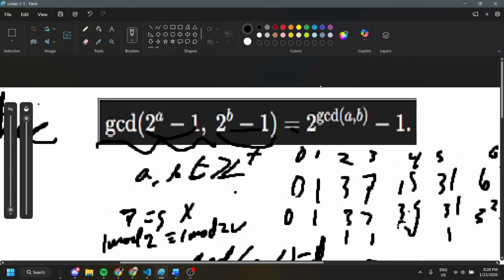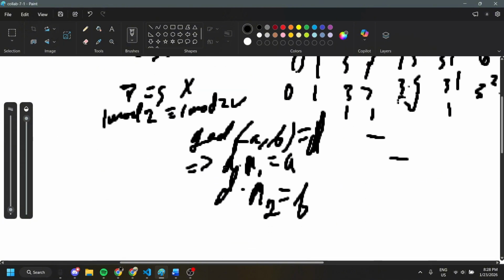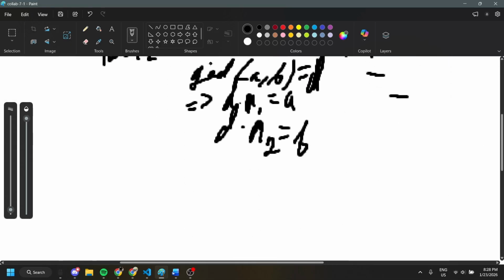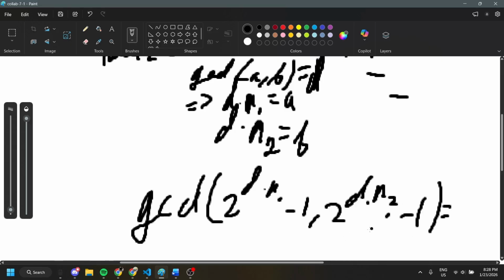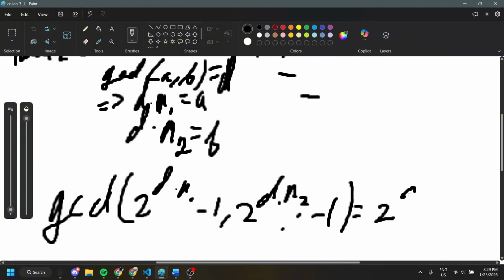And this allows us to simplify it. GCD of 2 to the A and 2 to the B. So that means A is equal to D times N1 and B is D times N2. So the GCD of 2 to the D times N1 minus 1 and 2 to the D times N2 minus 1 is equal to 2 to the D minus 1.